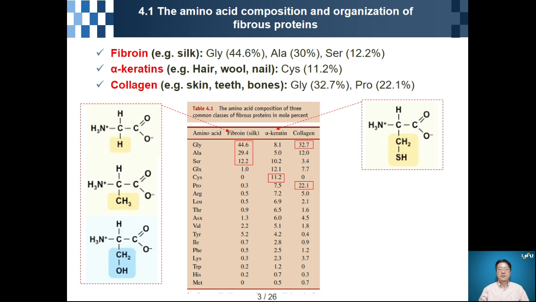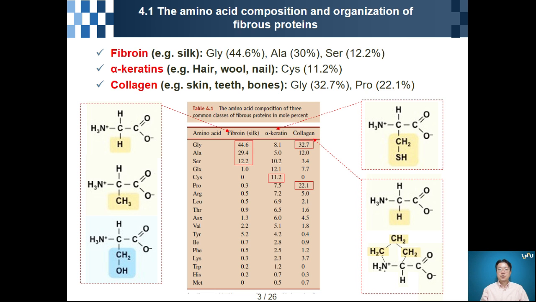Collagen has characteristics: their glycine percentage is higher, and their proline percentage is also higher. This is glycine and this is proline. Proline is usually observed in the turn region. We will see why collagen is enriched with glycine in the next slide.